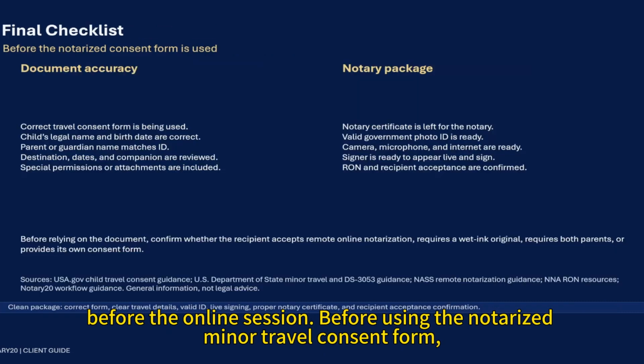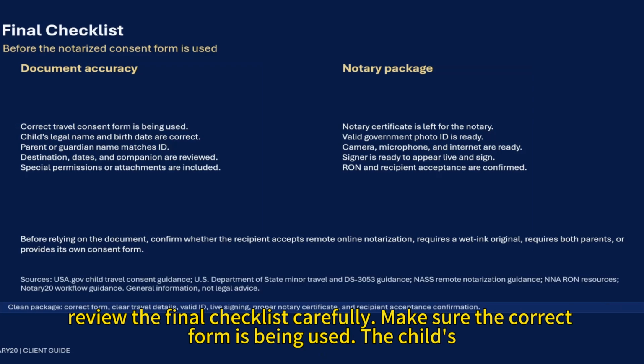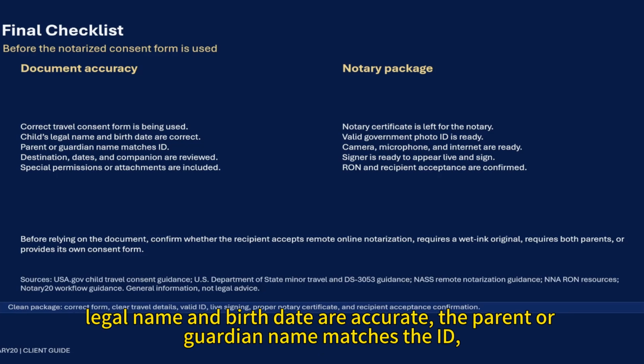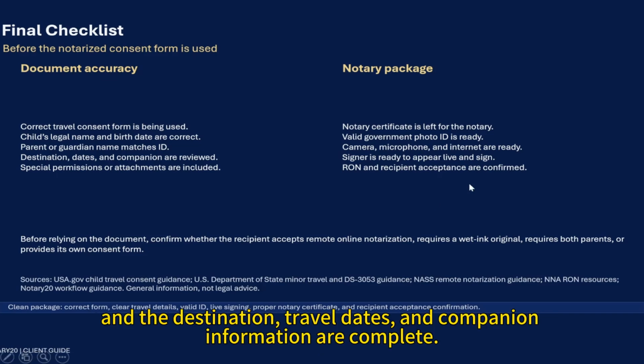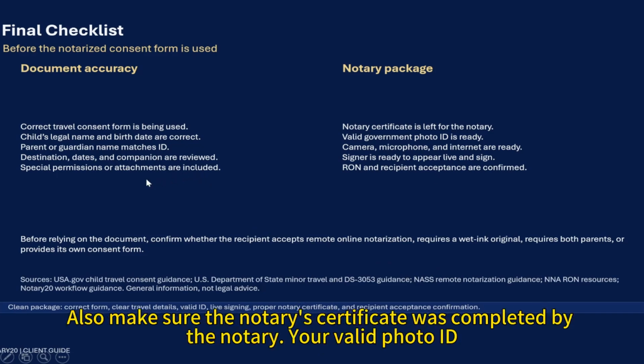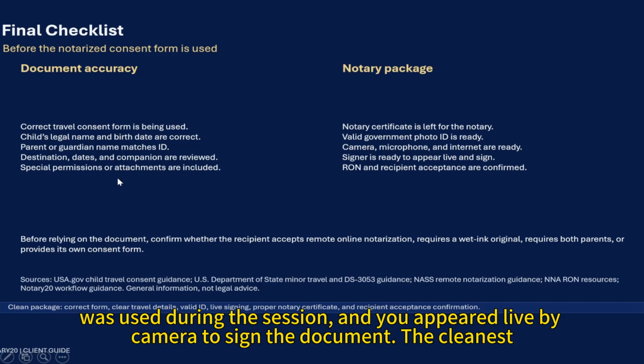Before using the notarized minor travel consent form, review the final checklist carefully. Make sure the correct form is being used, the child's legal name and birth date are accurate, the parent or guardian name matches the ID, and the destination, travel dates, and companion information are complete. Also make sure the notary certificate was completed by the notary, your valid photo ID was used during the session, and you appeared live by camera to sign the document.